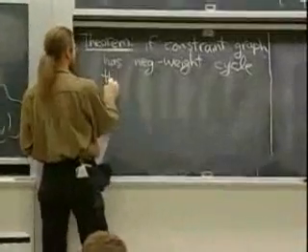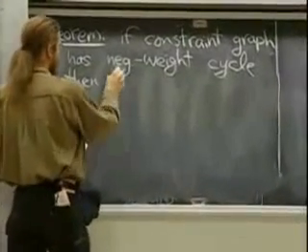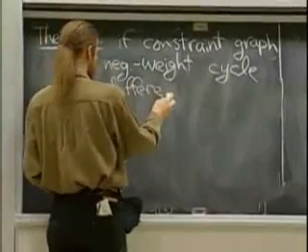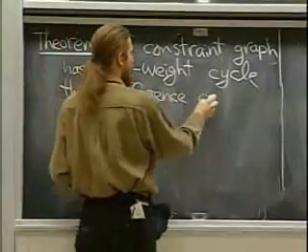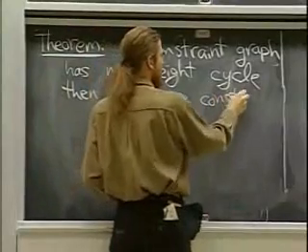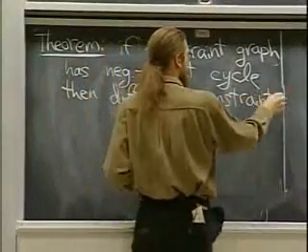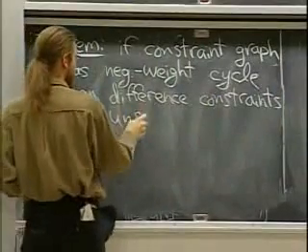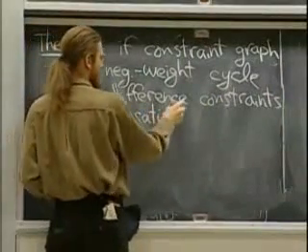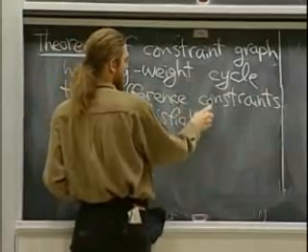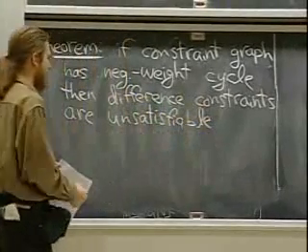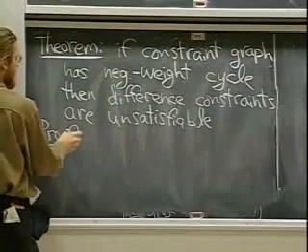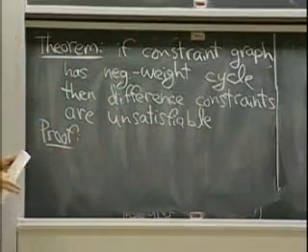And that's the claim. The claim is this is actually an if and only if. But first we'll prove the if. If you have a negative weight cycle, you're doomed. The difference constraints are unsatisfiable. That's a more intuitive way to say it. In LP world, they call it infeasible. But unsatisfiable makes a lot more sense. There's no way to assign the xi's in order to satisfy all the constraints simultaneously.